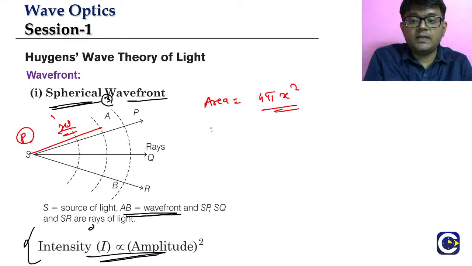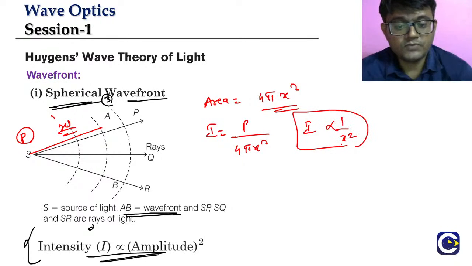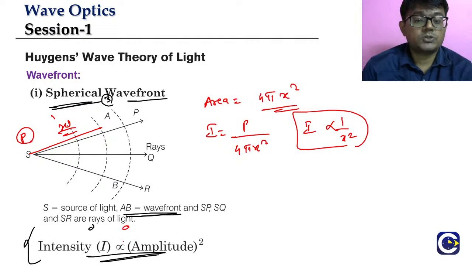Now the intensity will be what? Power P divided by the area, 4 pi x square. So what we see here is intensity is proportional to 1 by x square. Already we know intensity is proportional to what?